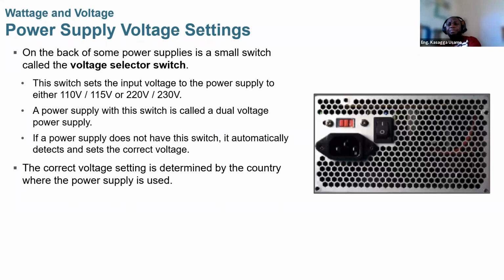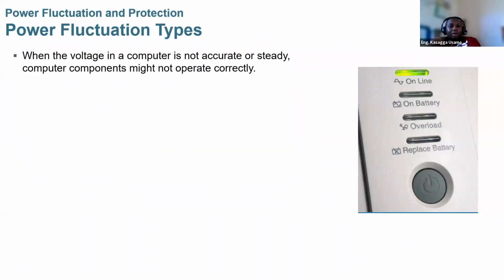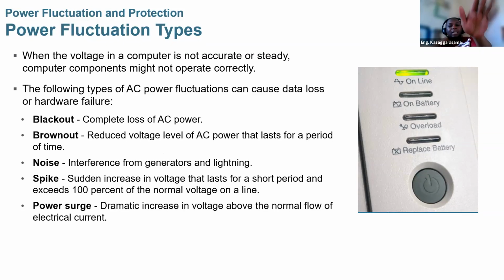You remember very well, some of you buy different gadgets at home and immediately you put them through the circuit, you lose them. Why? Because it doesn't support the type of power that you have. So we have different fluctuations in power types. These are the different things which may happen to our power.